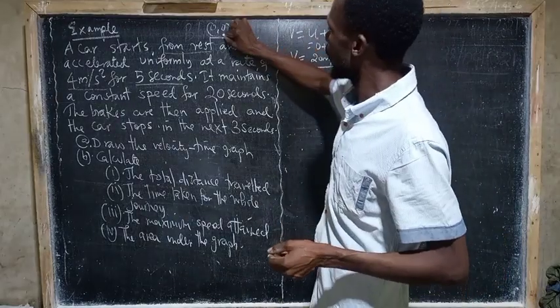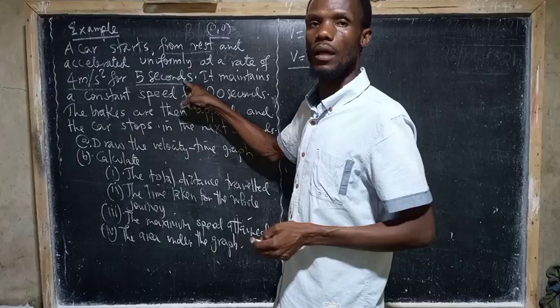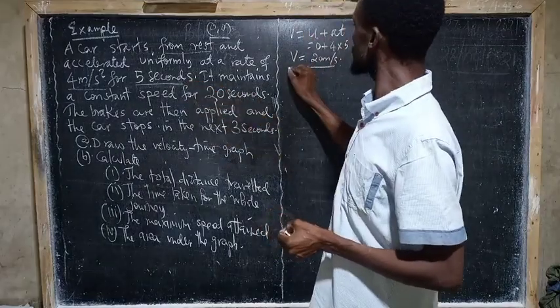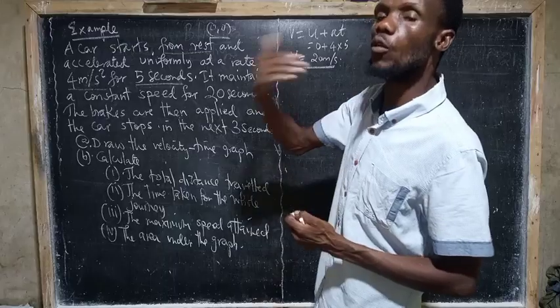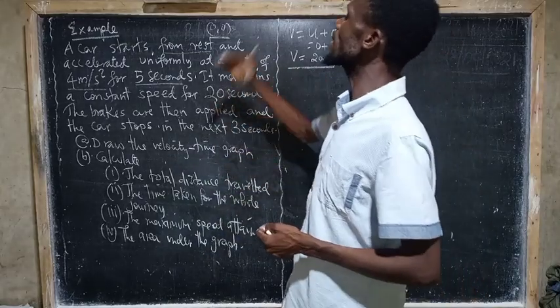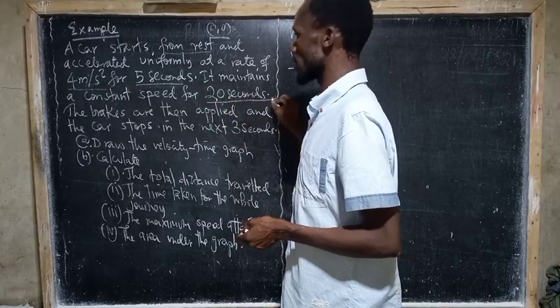From 0 to 20 meters per second within 5 seconds, that was the velocity that was attained. And this velocity is the one that was kept constant. Kwa sababu hii ndo velocity ambayo alikuja kumaintain constant for another 20 seconds.